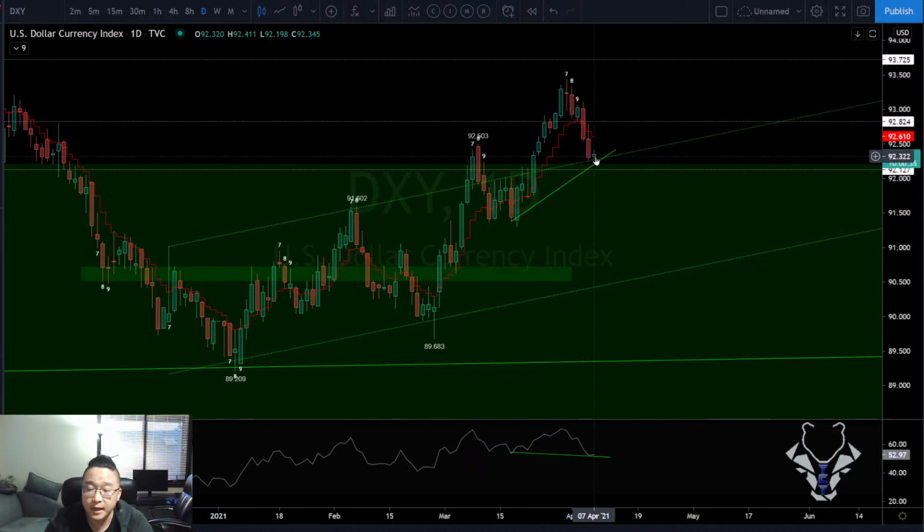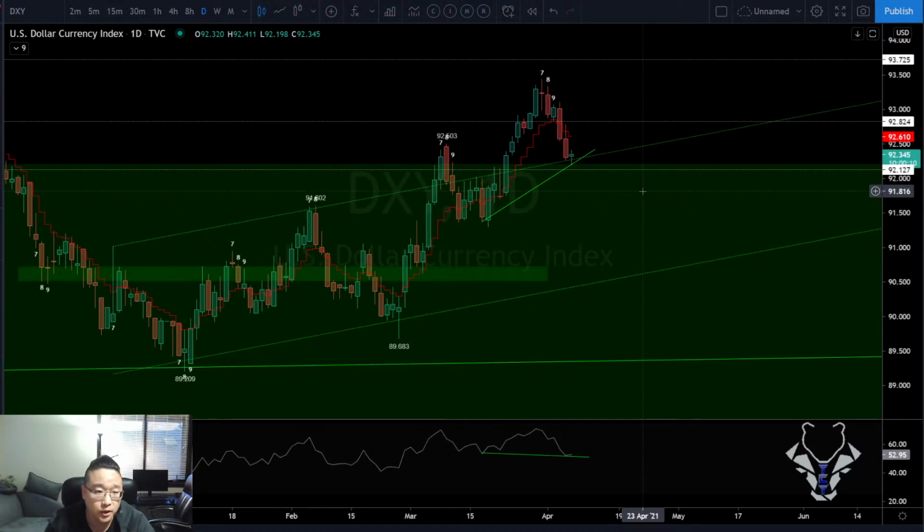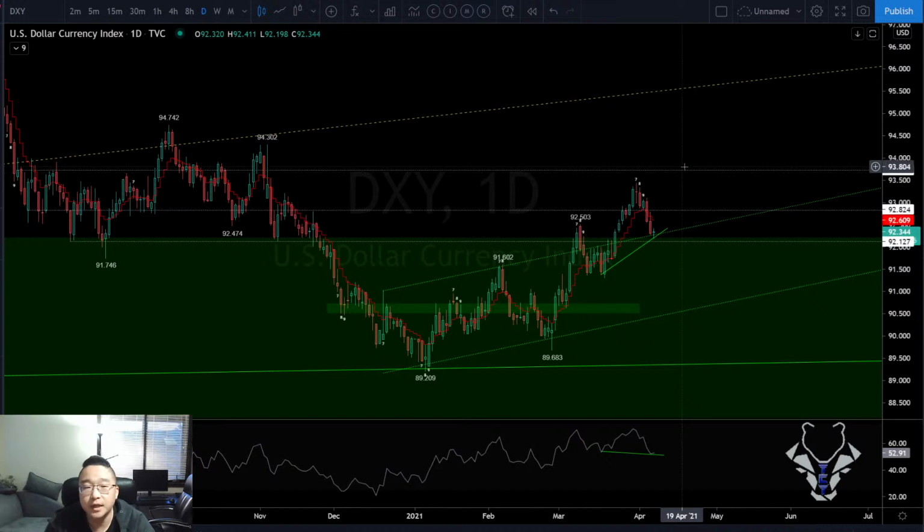Now that we've got the back test, before this was a breakout fake out, and now we have a confirmed breakout coming back to back test with a daily bull divergence. I am very bullish on US dollars, meaning the market could be very bearish. So I will continue to watch US dollars, and I do recommend that you continue to watch US dollars going forward, at least very closely for the next few days.